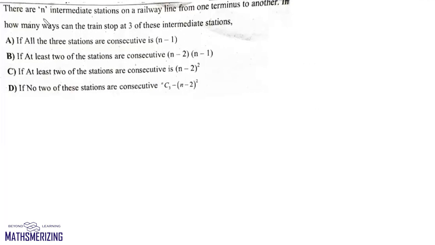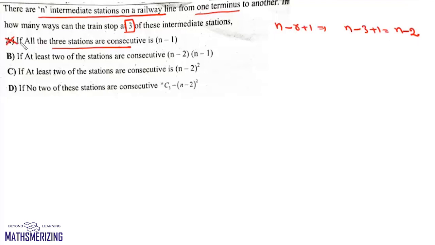Now here the question is, there are n intermediate stations on a railway line from one terminal to another. In how many ways can a train stop at 3 of these intermediate stations if the first option is all the 3 stations are consecutive. Now in the consecutive selections video, we have studied that from n, if we have to select r consecutive, it can be done in n minus r plus 1 ways. So from n, if we have to select 3 consecutive, it can be done in n minus 3 plus 1, which is n minus 2 ways. That means option A is incorrect.